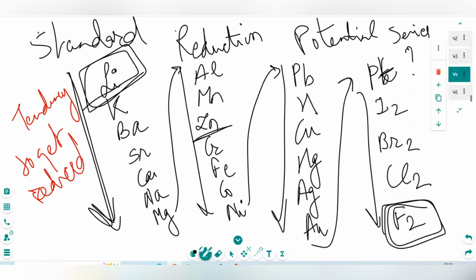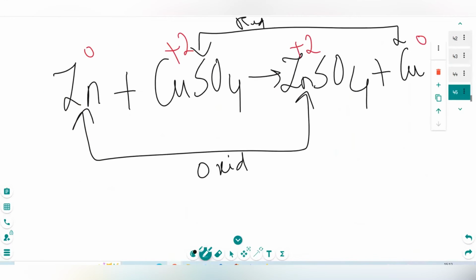Is zinc above copper? Where is copper here? Copper is in the third. Copper is here. So zinc is above copper. That means this reaction will take place. Easy.